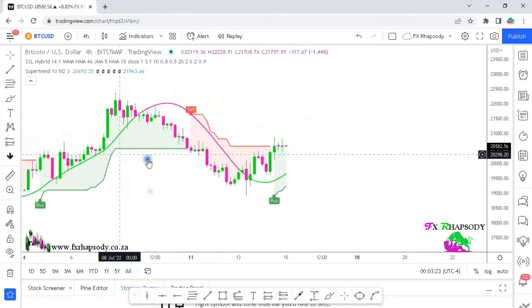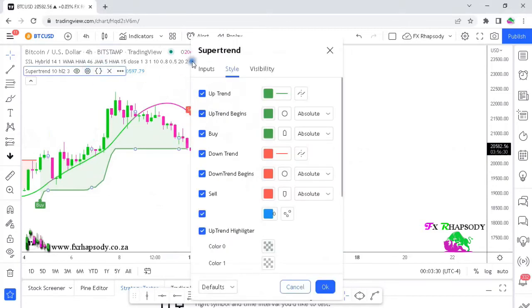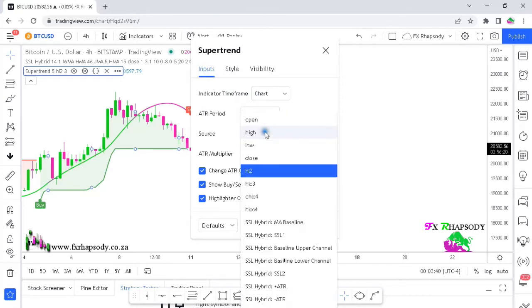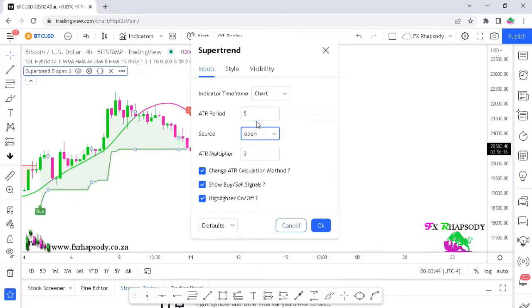So again, settings. We're going to start off with the inputs. In the inputs, we're going to be looking at the ATR period. We're changing the 10 to a 5. We're taking the source and changing it to open. And then the ATR multiplier, we're going to change from a 3 to a 2.1.